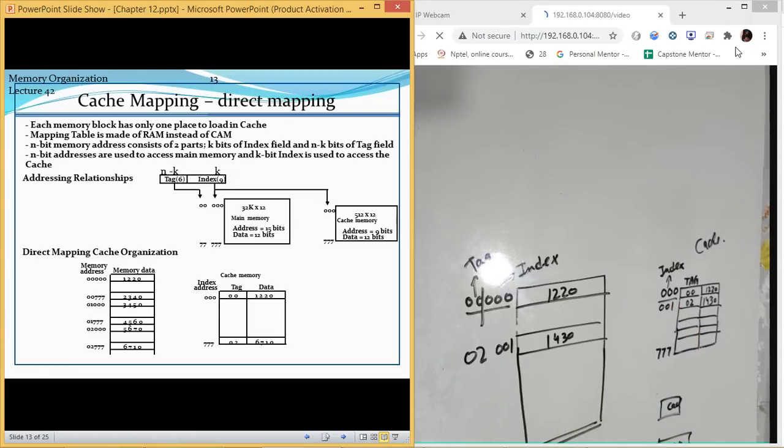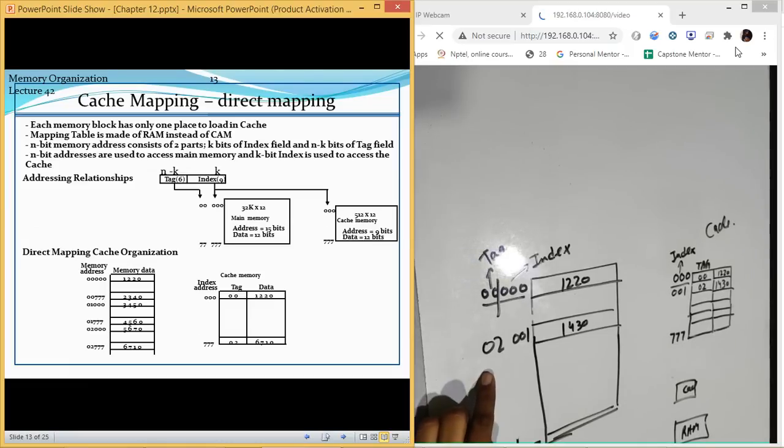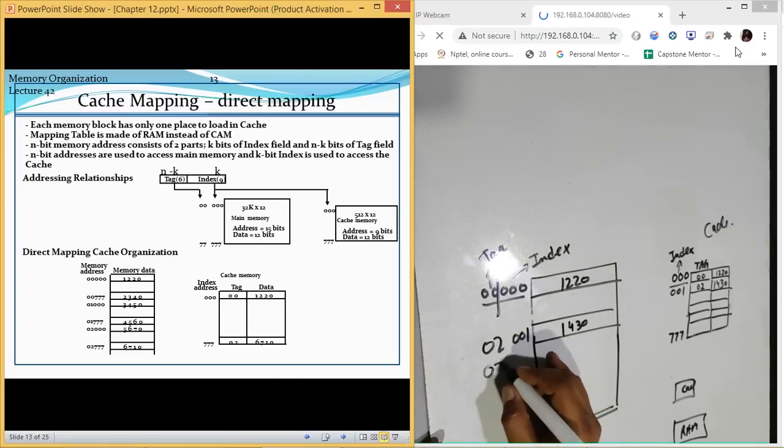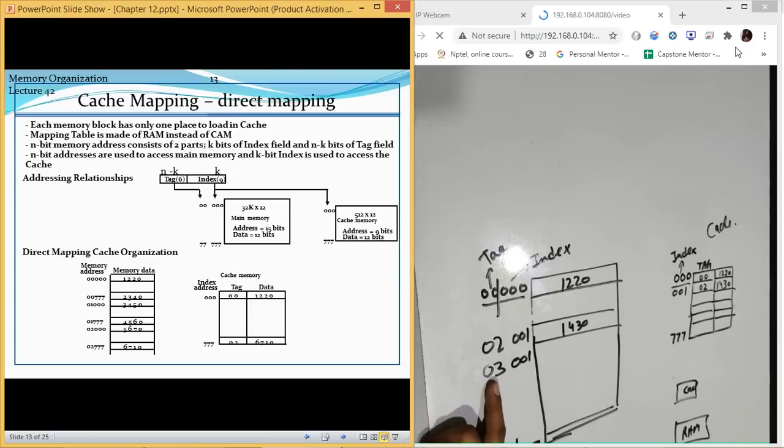Now imagine we have another value which has a different tag but the same index. Let us imagine a value which has the same index but a different tag. So then what will happen? Like this value can be 03001. This is a different tag but the same index.